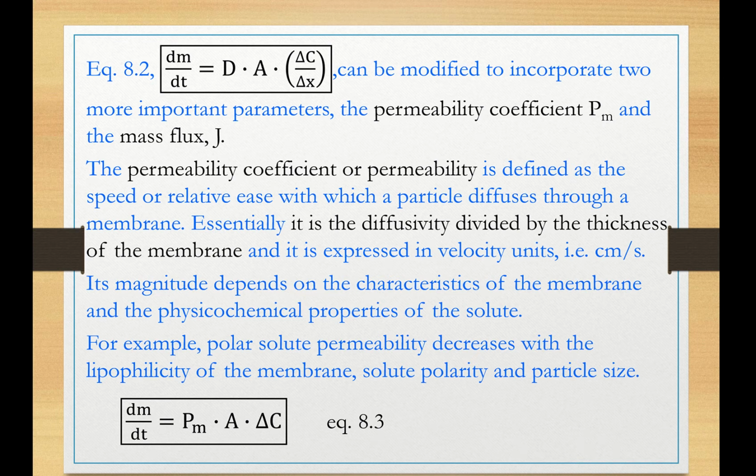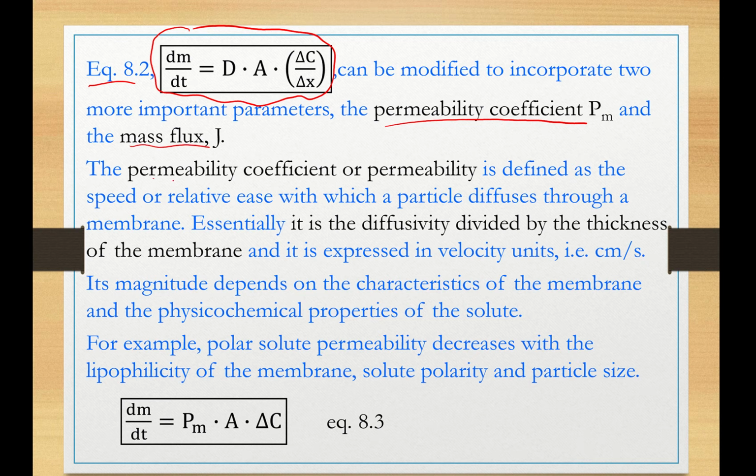Now, the Fick's equation, as we described in Lesson 20, is as shown here. We are going to modify this equation to incorporate two new parameters. The first one is the permeability coefficient Pm, and the second one is the mass flux.